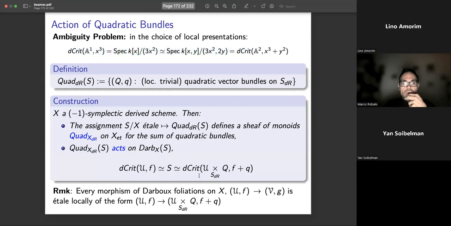And the remark is that essentially every map of Darboux stacks, of Darboux foliations, sorry, or map of LG pairs if you prefer, every map of LG pairs that fixes the critical locus is necessarily of this form. It's U plus a quadratic form locally. So this is the way we solve the ambiguity by acting with quadratic forms.